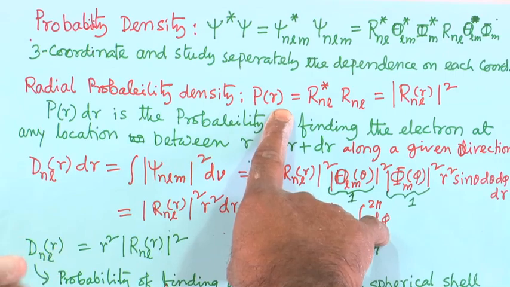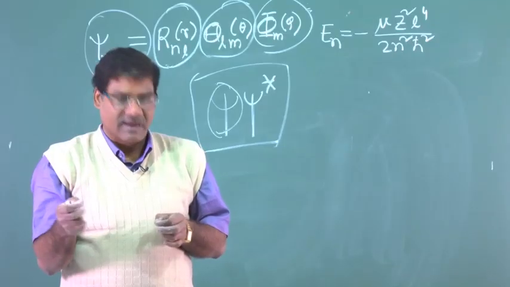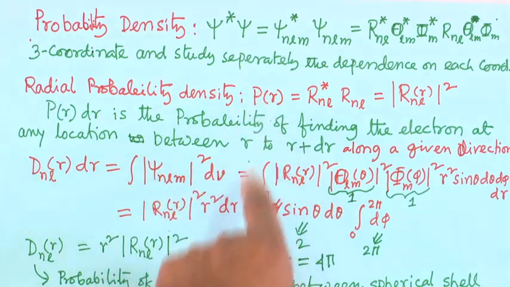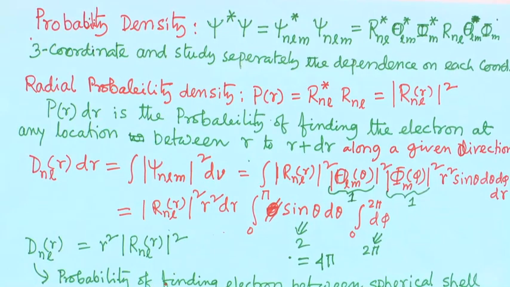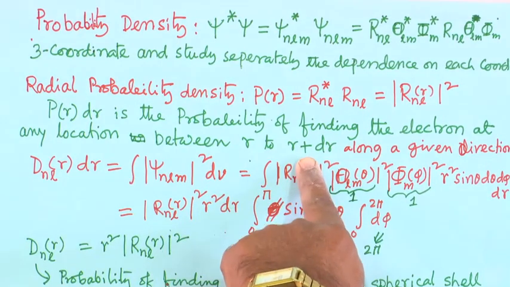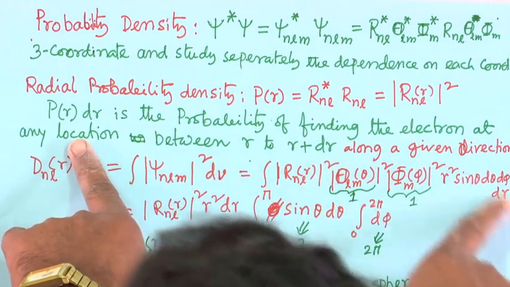So, the radial probability density P r is basically to find a particle along a particular given direction at distance r. And P r dr is basically, at a given distance and given direction, what is the probability to find the particle at any location between r to r plus dr. Okay. So, that is the P r dr. Okay. So, this is the radial probability density.